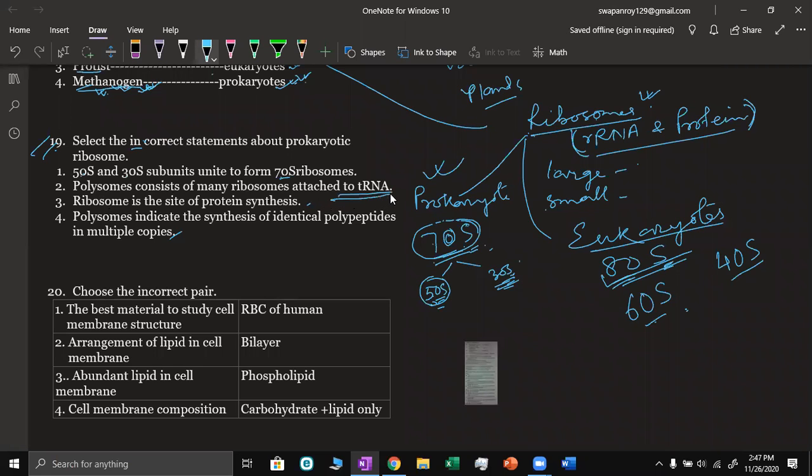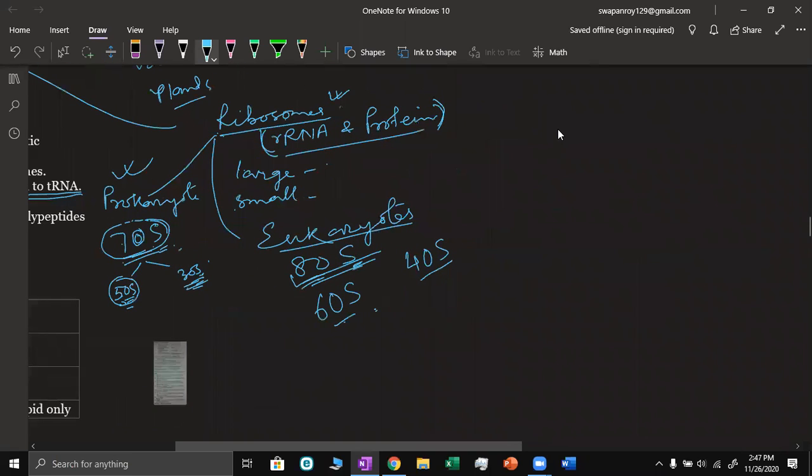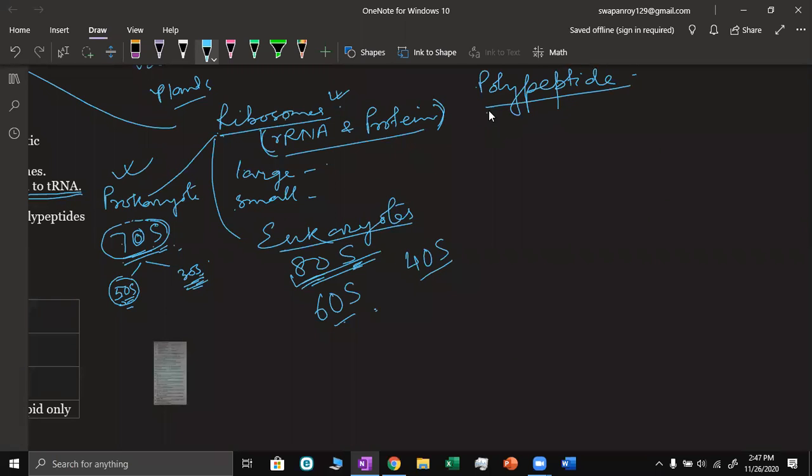Okay, this polysome here is written as attached to tRNA. No. The ribosomes are the site where the protein is synthesized, and during protein synthesis, it is synthesized as a polypeptide. A polypeptide is a chain of amino acids. When different amino acids are joined together by peptide bonds, they form the chain of amino acids that is known as polypeptide.